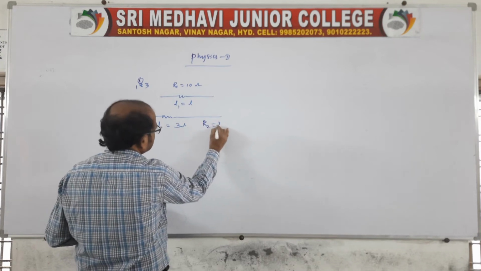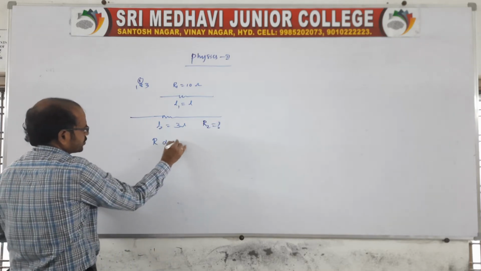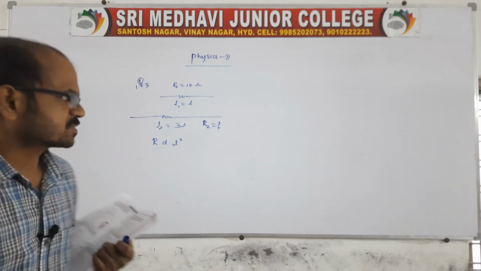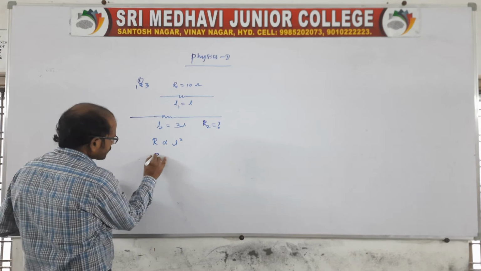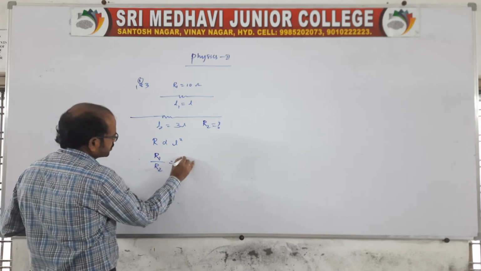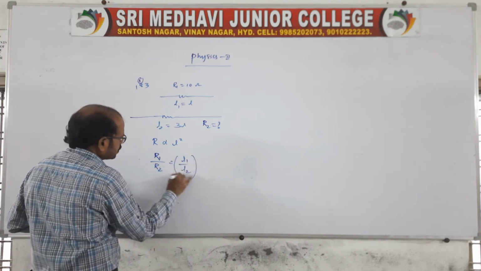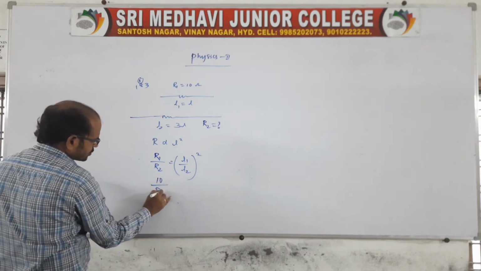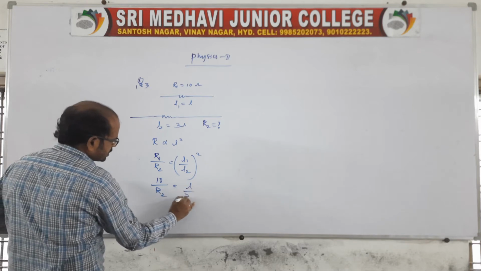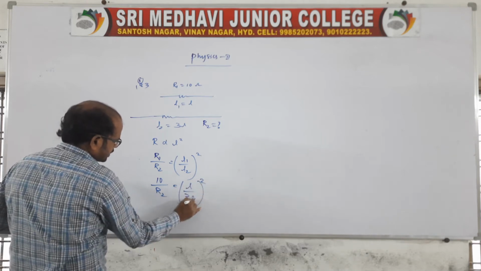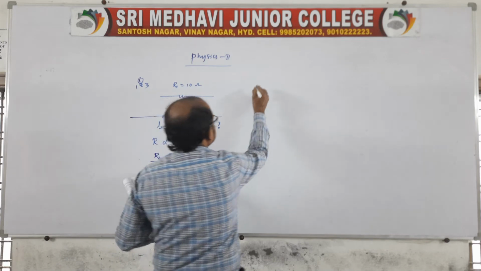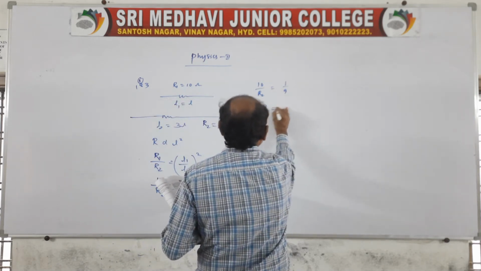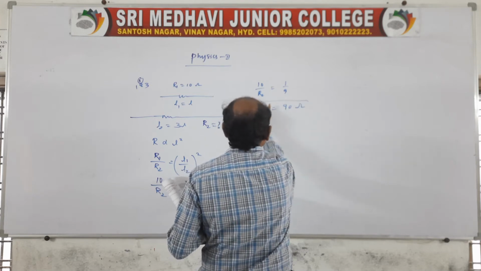It is asking R2. Of course R is directly proportional to L square, because it is stretched. When stretched is given, use this formula. Therefore R1 by R2 is equal to L1 by L2 whole square. R1 is 10, asking R2, then L1 is L and L2 is 3L whole square. L and L cancel, so 10 by R2 is equal to 1 by 9. When it is stretched, the resistance is 90 ohms.